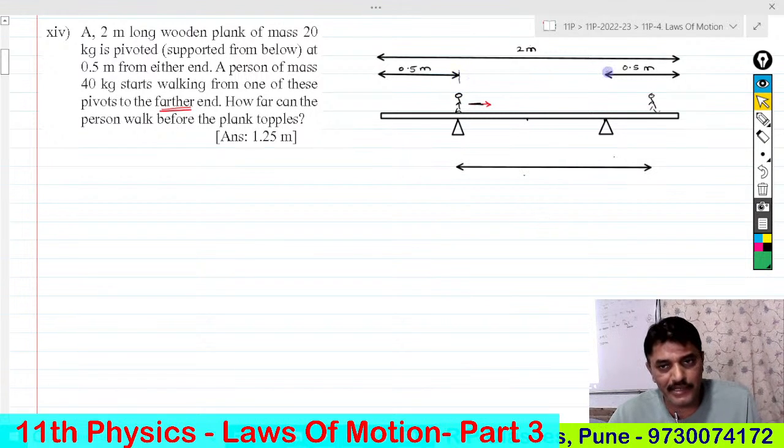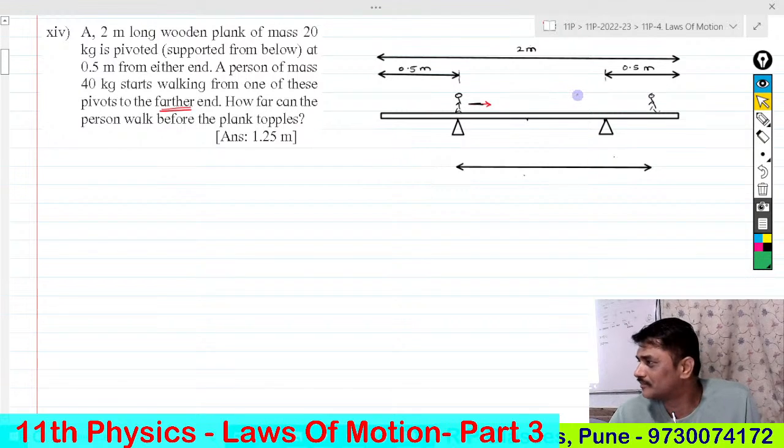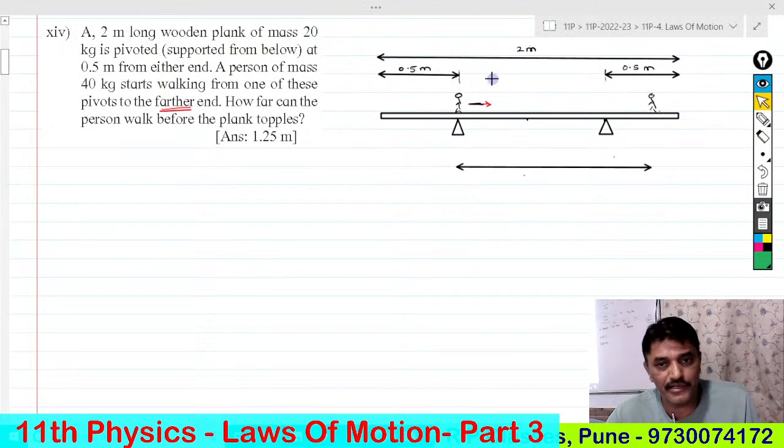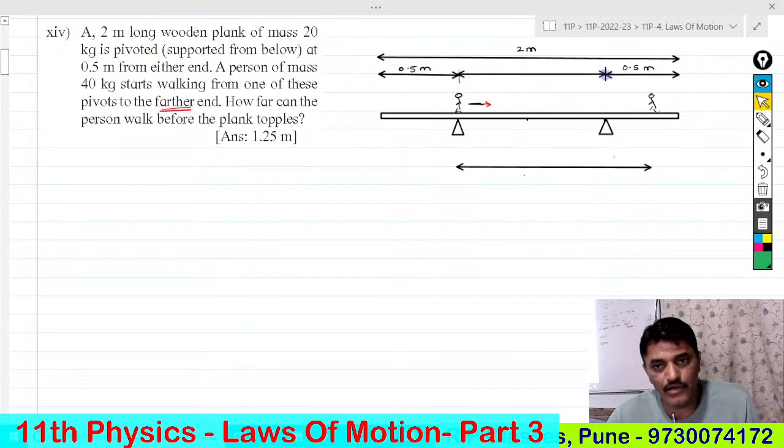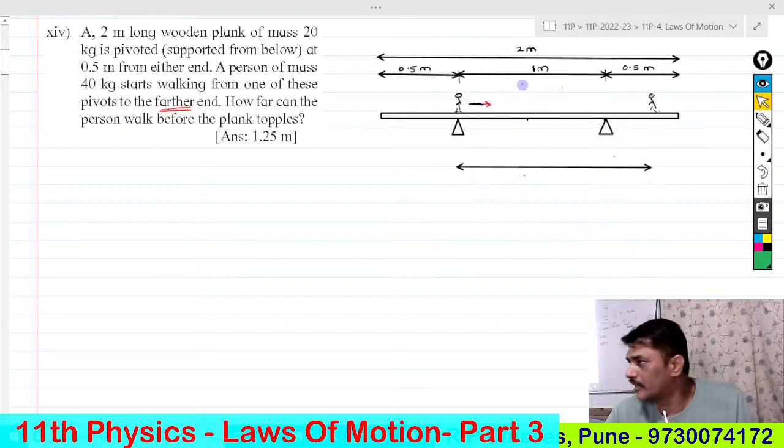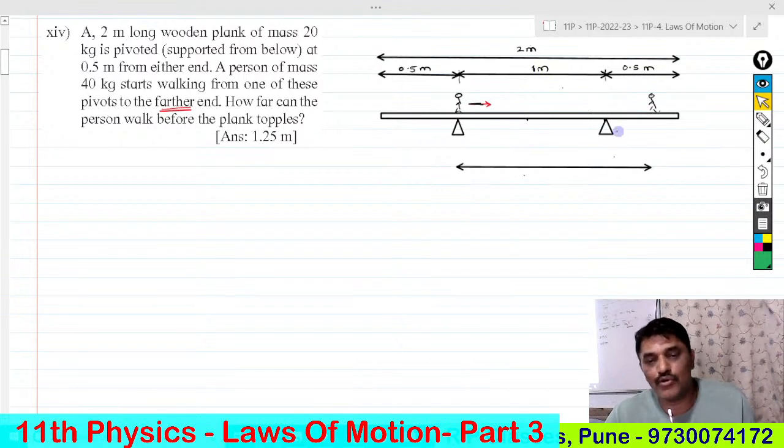ये distance कितना है भैया? तो ये 1 मीटर है. Correct ना? क्योंकि ये 0.5, ये 0.5, ये total 1. So this is going to be 1 meter. You see? Any doubts about that? The person walks till here.